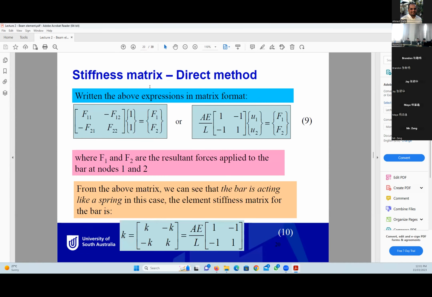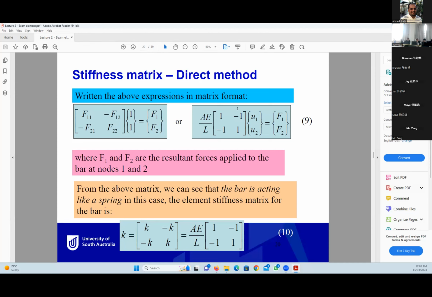Okay, so if we write it in matrix form, we have F11, minus F12, minus F21, F22, times 1 by 1, equal to F1 and F2. The first F1 and F2 are the sums of their components, F11, F12, F21, F22. Or we can write it in displacement form: AE divided by L times the matrix [1, -1; -1, 1], times U1, U2, equals F1 and F2.